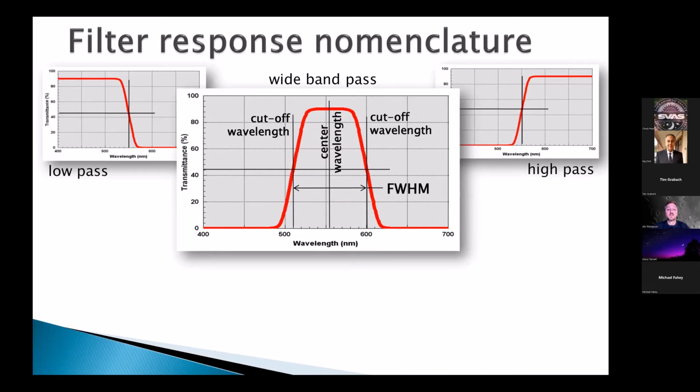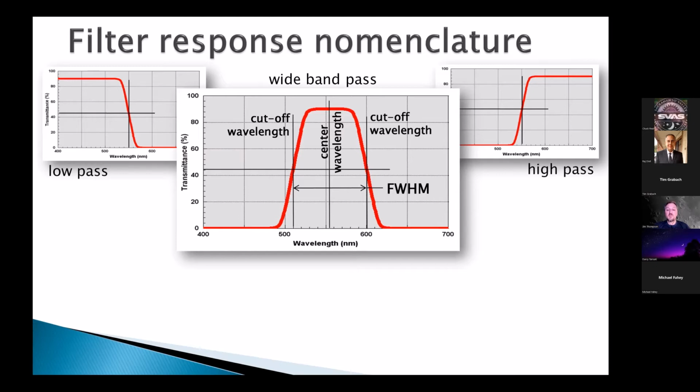In this case, a wide bandpass. This spectrum type is defined by its center wavelength and its band width, also referred to as its full width half maximum. The full width half maximum is literally the wavelength width from one side of the band to the other, with the cutoff wavelengths placed where the transmission value is half of the maximum.